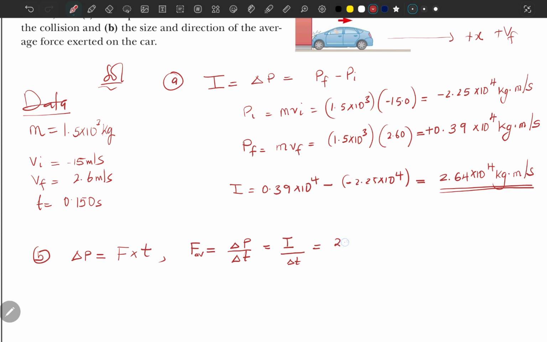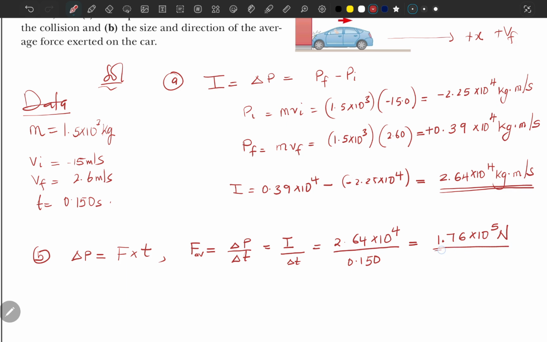The impulse found here was 6.15 times 10 to the power 4, over the time, which is 0.150. Now let's divide. After the division, I'm getting 4.1 times 10 to the power 5 newtons.